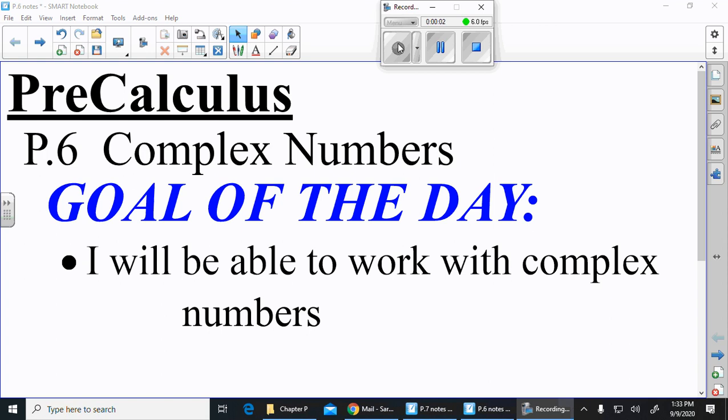Okay, today we are going to have a review lesson over complex numbers. So, Algebra 2, we learned what a complex number was. We learned how to add, subtract, multiply, and divide. And that's really what we're going to do today.